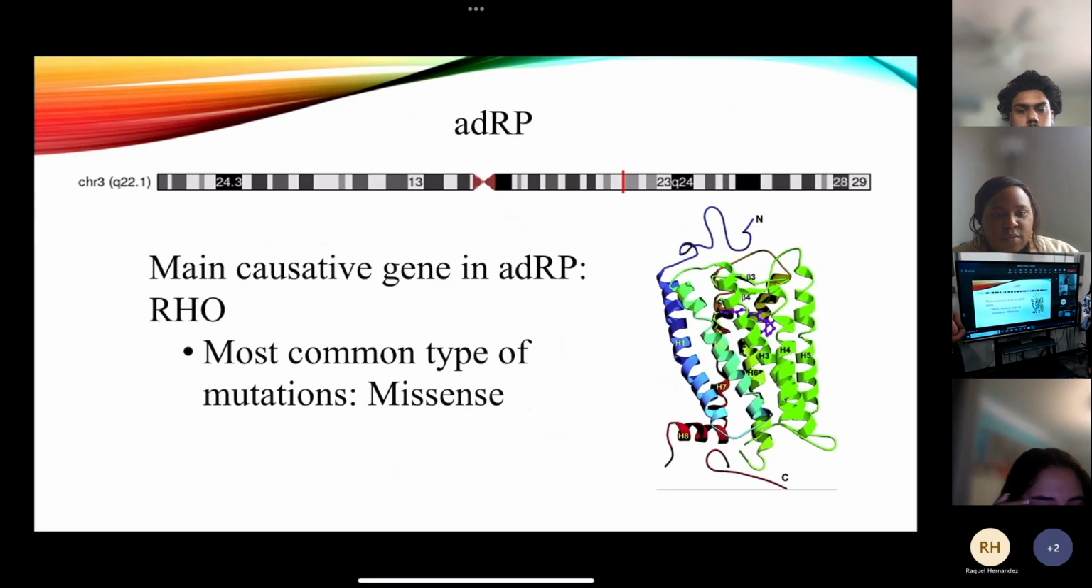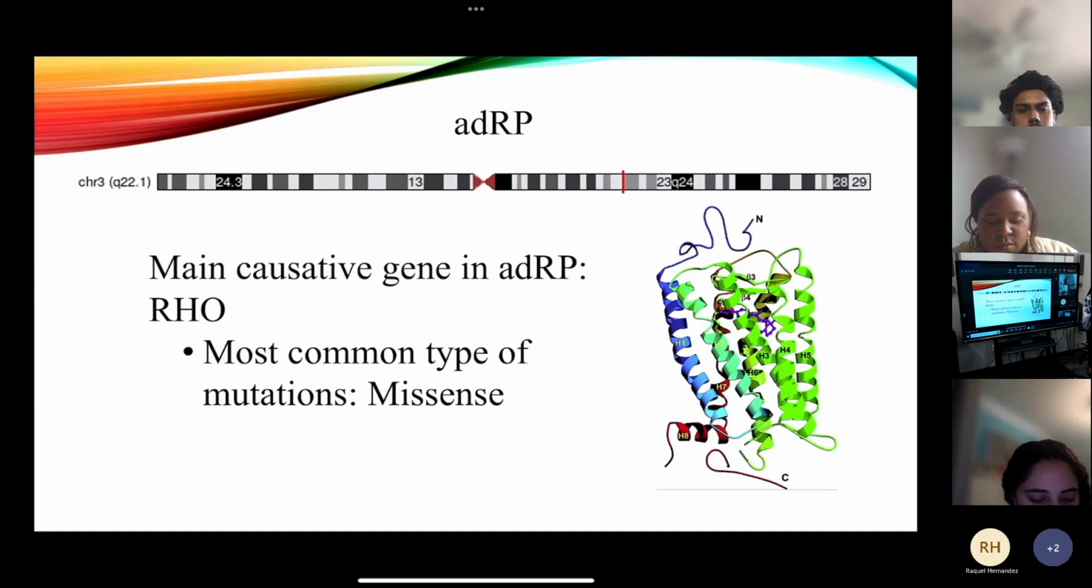So as I stated before, many genes play a role in the pathogenesis of retinitis pigmentosa, but in autosomal dominant retinitis pigmentosa, the main cause has been shown to be the RHO gene. So the RHO gene, which is located in chromosome 3, codes for the protein rhodopsin that is shown here in the image. Rhodopsin is found in rod cells in the back of the retina, which is essential for vision and light. So rhodopsin is attached to 11-cis retinol, which is a form of vitamin A.